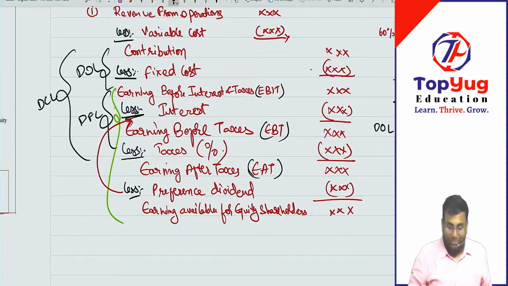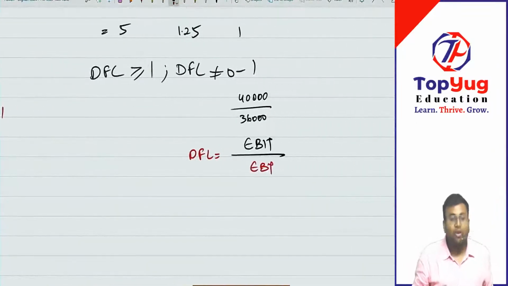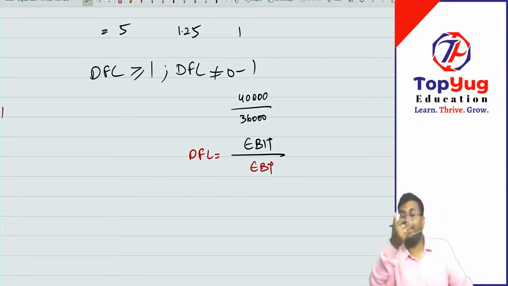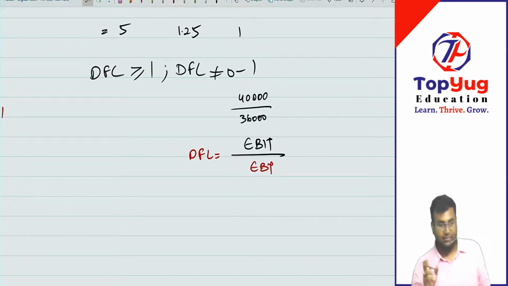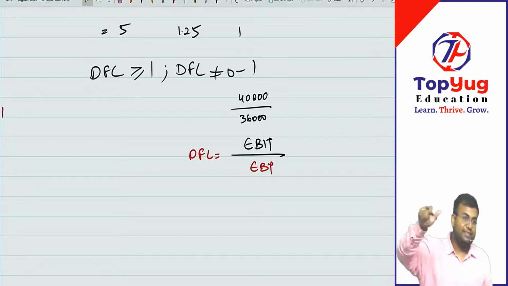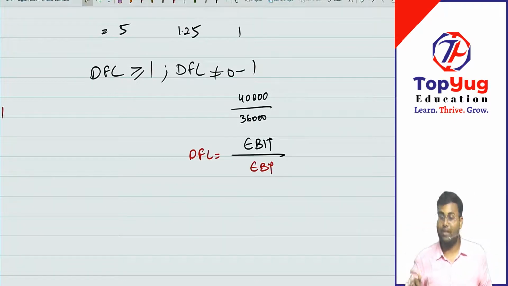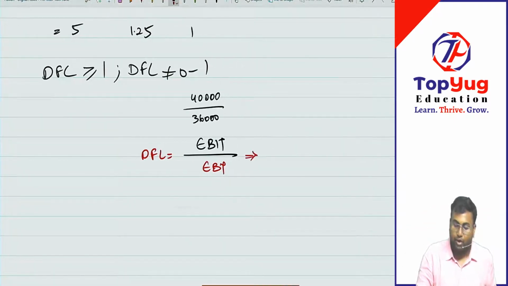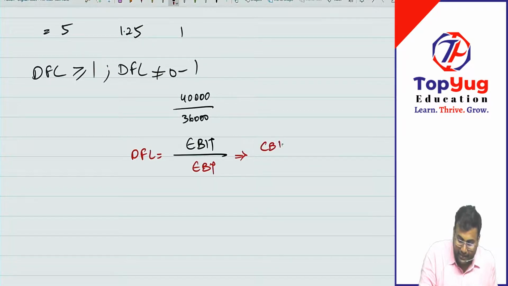Why have I not done that? Because preference dividend is not tax deductible. That's why I have to insert tax in between, right? But now neutralize tax, kill tax. How would you neutralize tax? Modify the formula, the modified formula for EBIT. Neutralize means 1 minus tax.